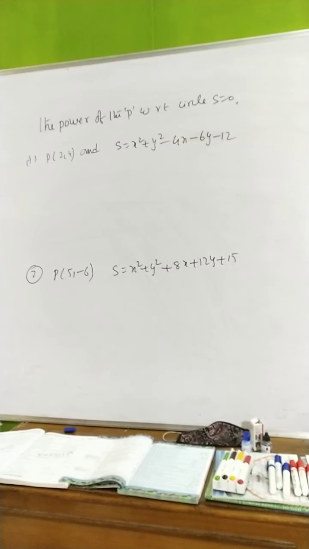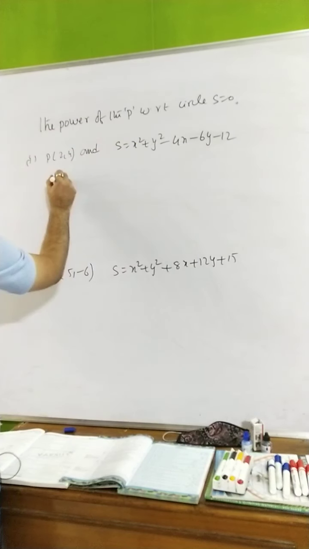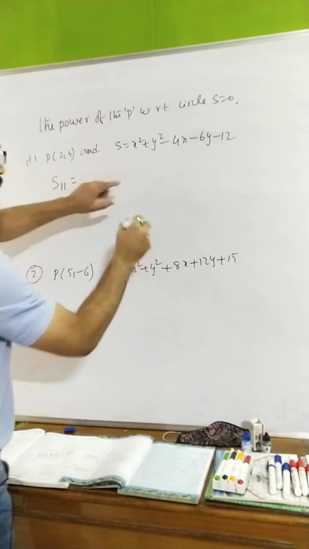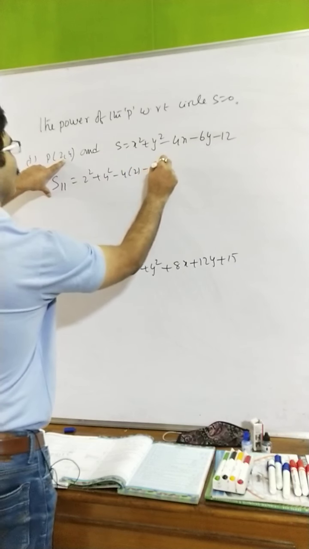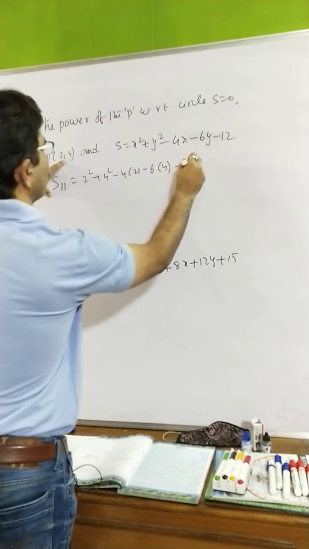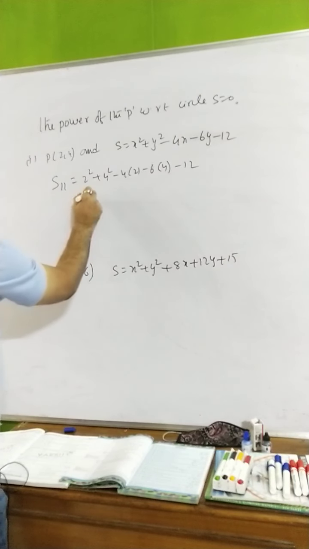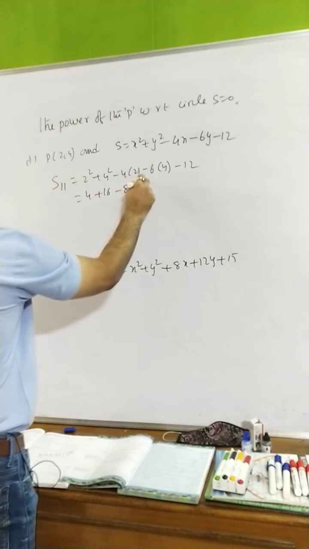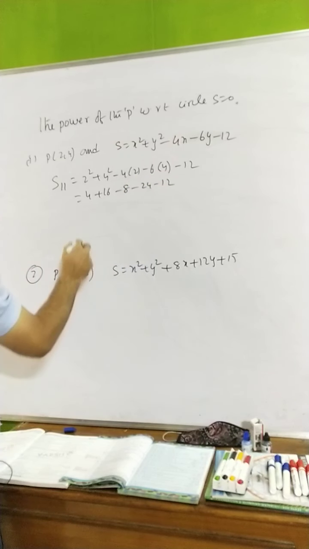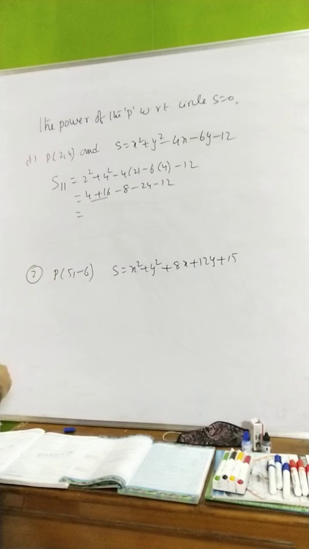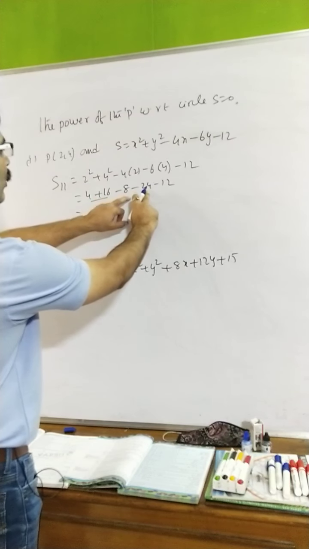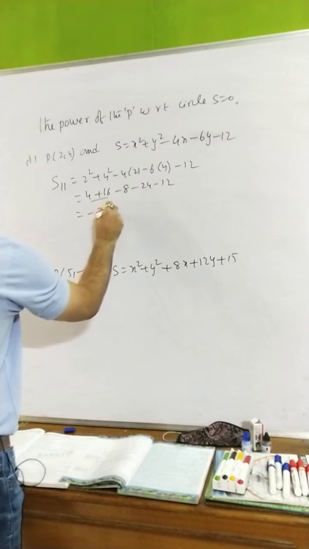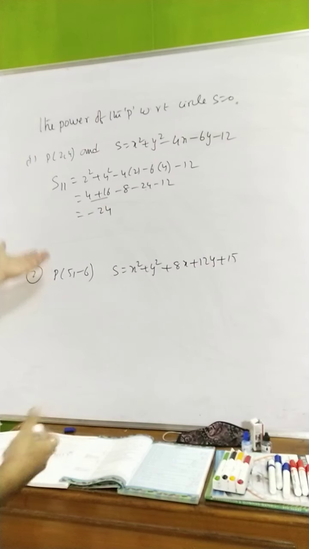Here I have taken 2 examples. The power of the point with respect to the circle is simply S11, so you have to go for S11, that is 2 square plus 4 square minus 4 into 2, 6 into 4, minus 12. Now you see, this is 4 plus 16 minus 8 minus 24 minus 12. So we are getting minus 24. The power of the point is minus 24.